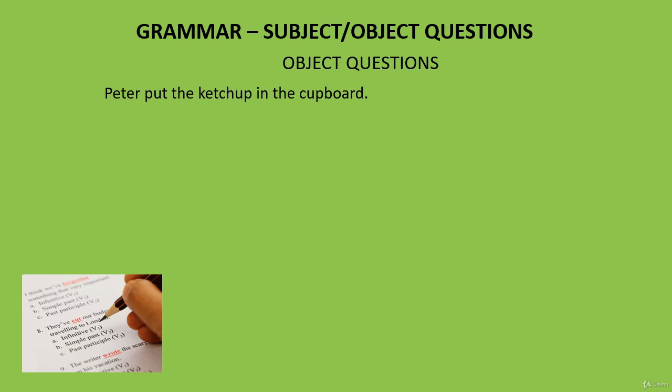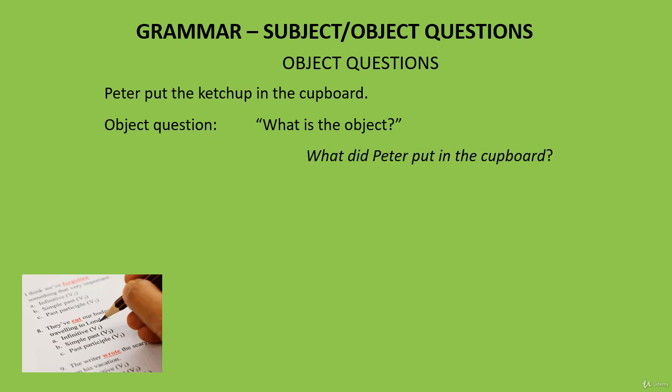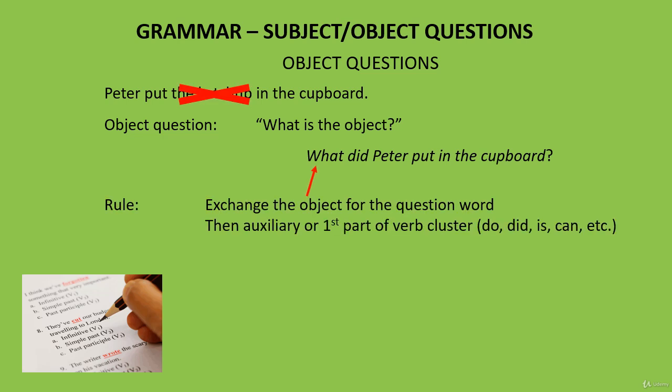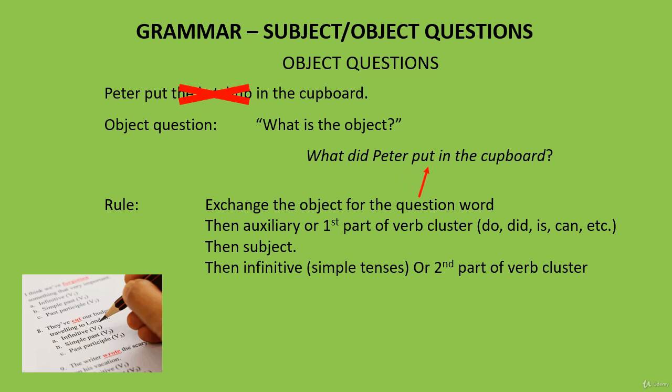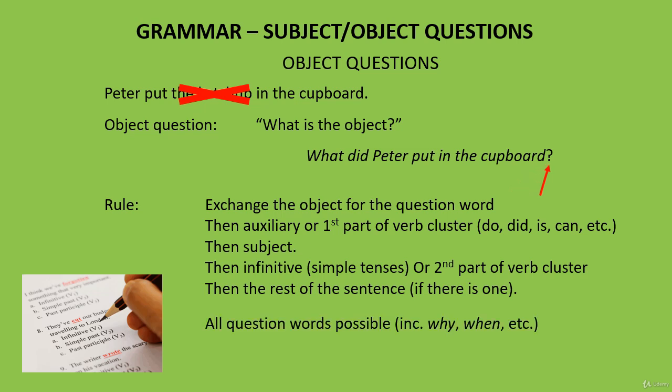Ask an object question from this sentence. Think for a second. We are asking, what is the object? We write, what did Peter put in the cupboard? First the question word, then the auxiliary did for past simple, then the subject, Peter, then the infinitive of the verb put, because this is past simple, then the rest of the sentence. Of course, all question words are possible with object questions.